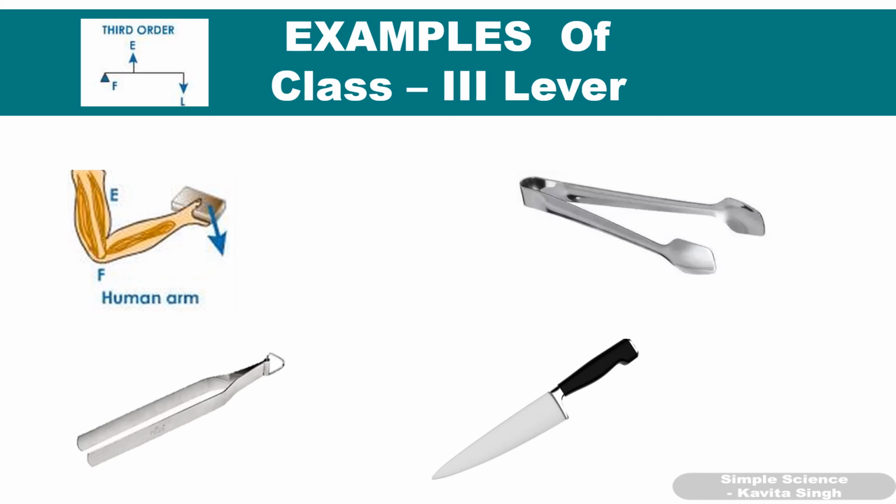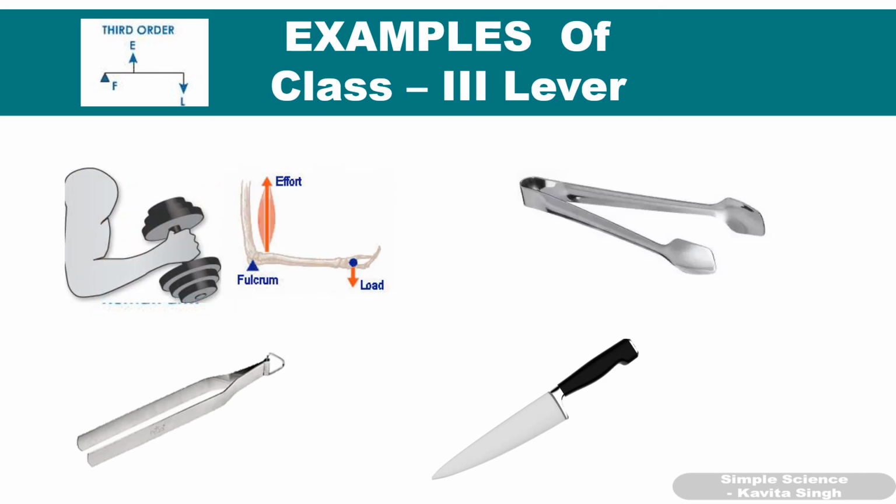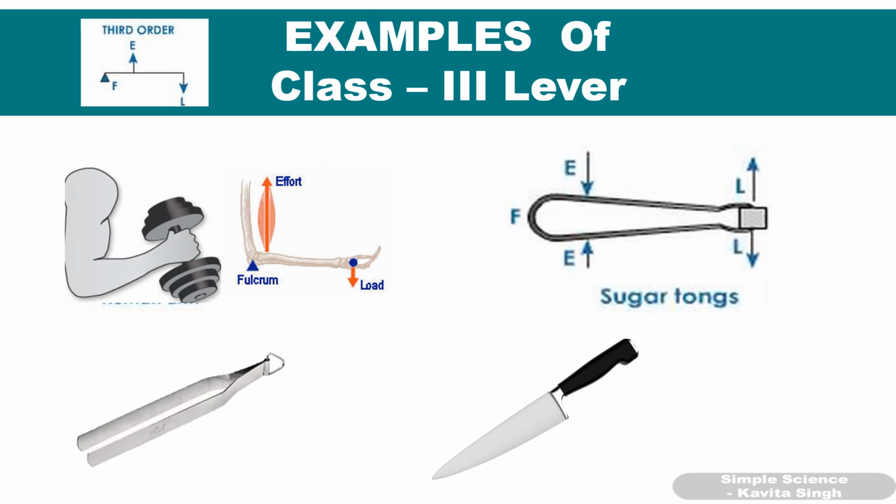But in human arm, you will think that fulcrum is in between. It is not like that. If you lift anything in your palm, the effort is applied from the forearm to the shoulder. This picture will give you clarity. Effort is applied from this point in upward direction. So that is why it is class 3 lever. In sugar tongs, these are the positions of load, effort and fulcrum.